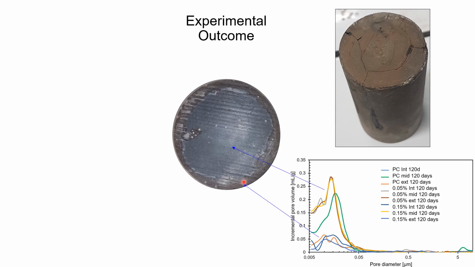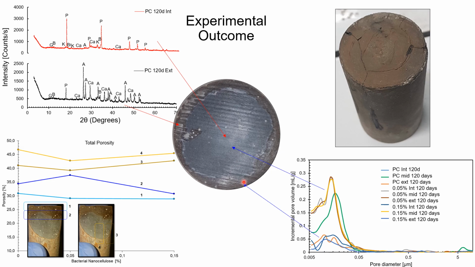Mercury intrusion porosimetry, X-ray diffraction, and total porosity tests were carried out on samples from the core and near the outer rim. The MIP results indicate that the core of the specimens with bacterial nanocellulose was less affected. X-ray diffraction results show a large amount of aragonite on the exposed surface and few carbonates at the cement core. There are no major differences in the crystalline phase of the cement with or without bacterial nanocellulose.